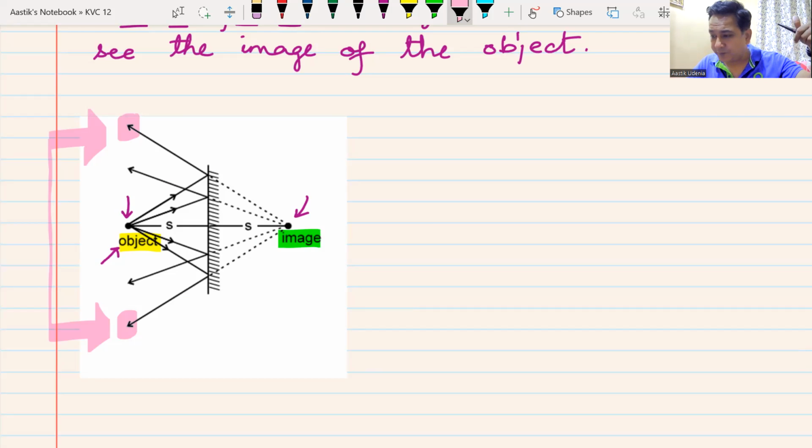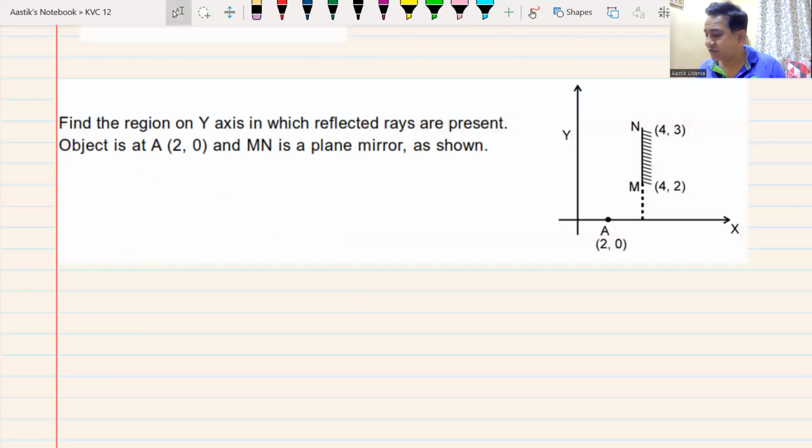Remember, this is geometrical optics, and this is the question that is there. Question number 1. Find the region on the y-axis in which reflected rays are present. Object is at 2, 0. As you can see, object A. I hope you can see this object.